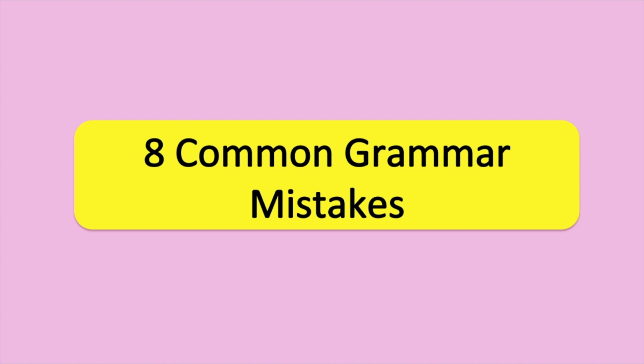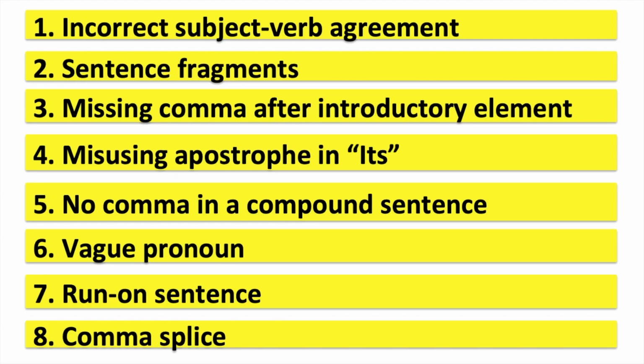8 common grammar mistakes. The common grammar mistakes you must avoid include incorrect subject-verb agreement, sentence fragments, missing comma after introductory element, misusing apostrophe in its, no comma in a compound sentence, vague pronoun, run-on sentence, comma splice. Let's go through each common mistake.